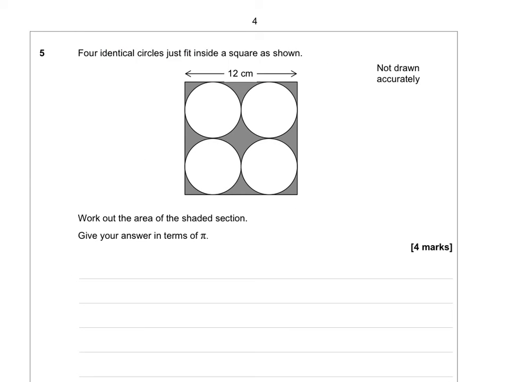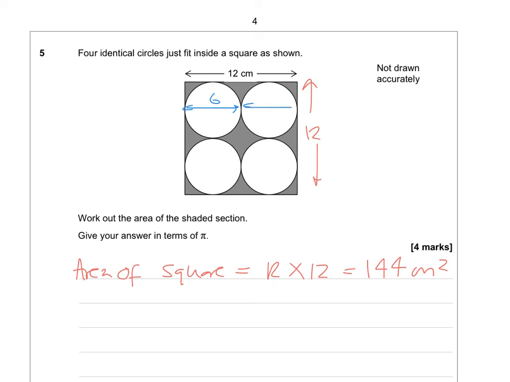Question number 5. Work out the area of the shaded section. So the area of the square is equal to 12 multiplied by 12, which is 144 centimetres squared. Each of these circles must have a diameter of 6 centimetres and hence a radius of 3 centimetres.